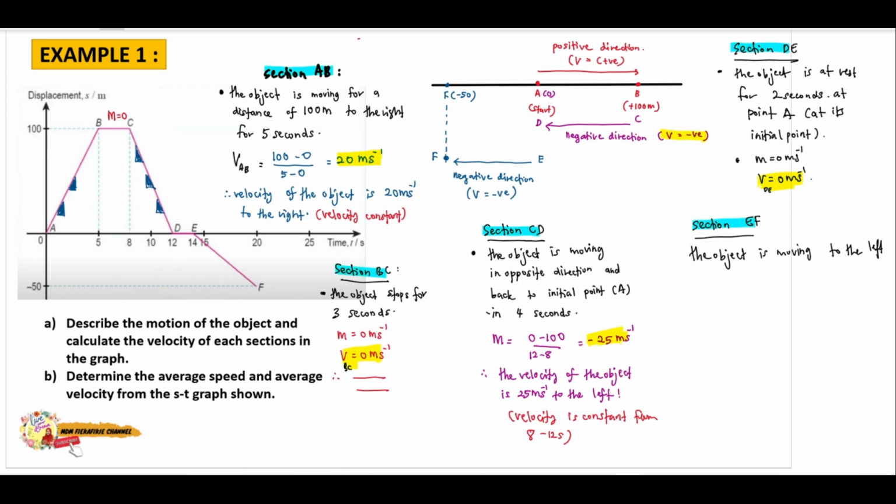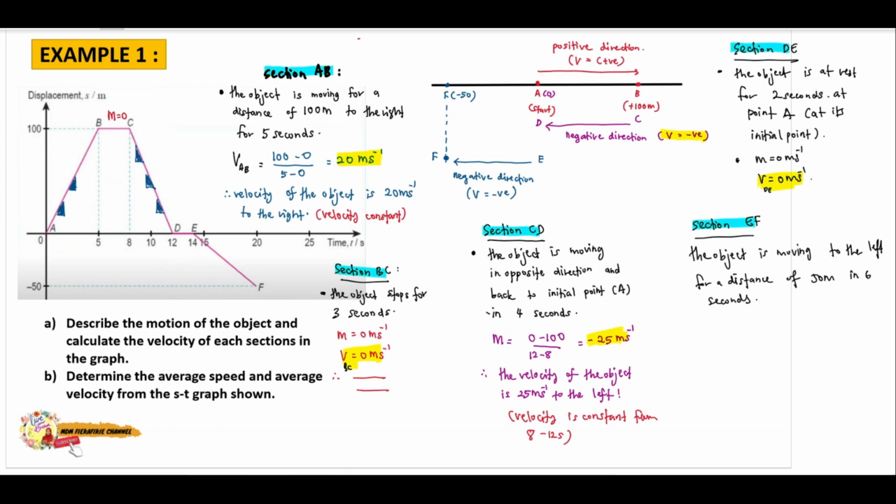Sejauh berapa tu? Berapa distance dia? Distance dia 50 meter. Direction dia to the left. Okay, so the object is moving to the left. Okay, for a distance of, sejauh mana dia bergerak? Okay, 50 meter. Okay, dalam masa berapa lama tu? In 6 seconds. Okay, in 6 seconds.